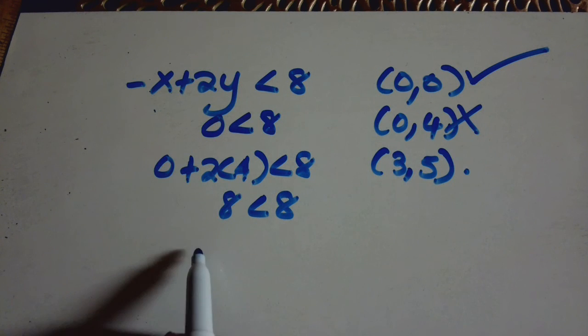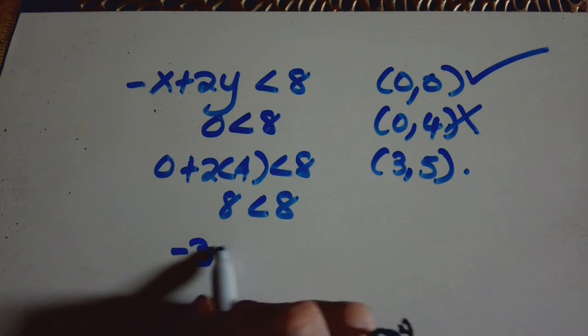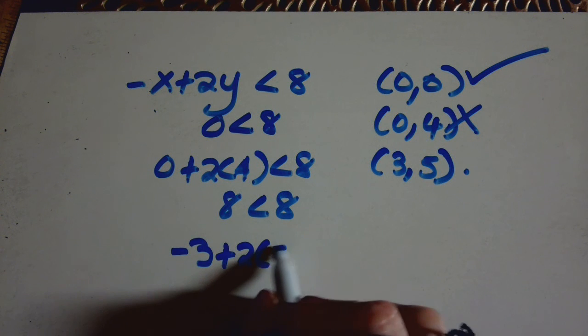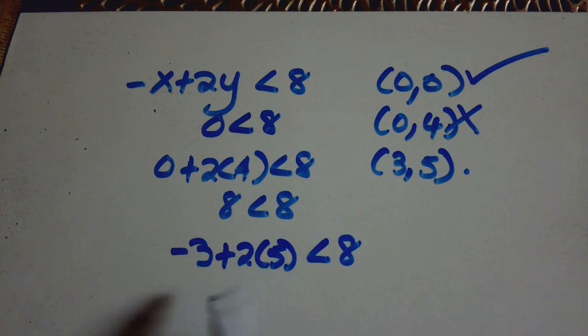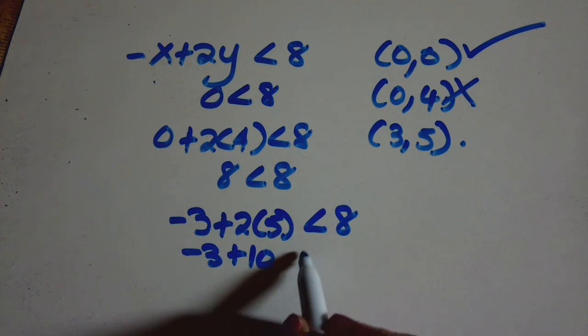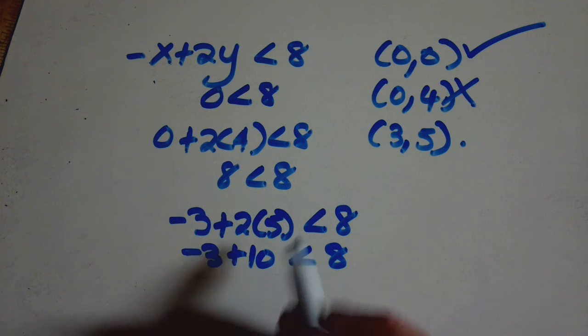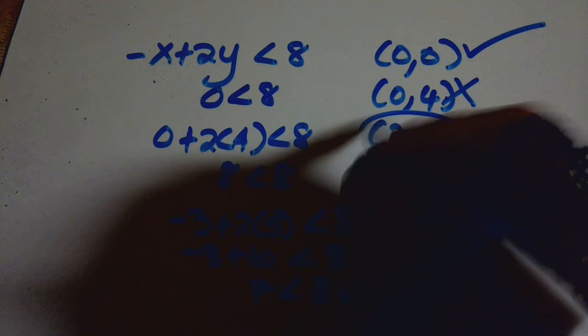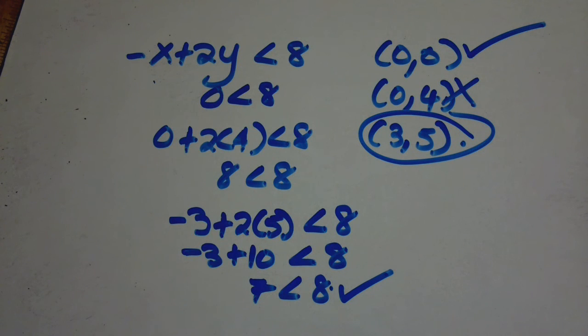So let's try an x of 3 and a y of 5. Let's plug it in. So minus, then x is 3, plus 2 times the y here, which is 5, is less than 8. So negative 3 plus 10 is less than 8. 10 minus 3 is 7. So is 8 greater than 7? Yes. So the first one and the last one were definitely solutions. The second one was not. So you can see that the statement has to be true for it to be a solution.